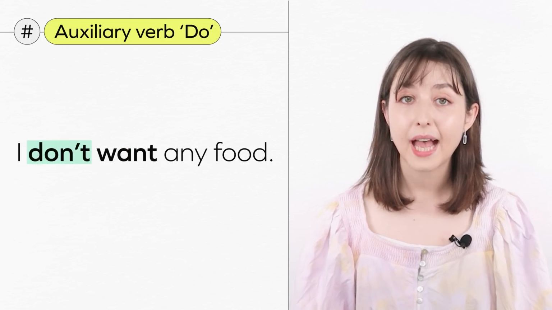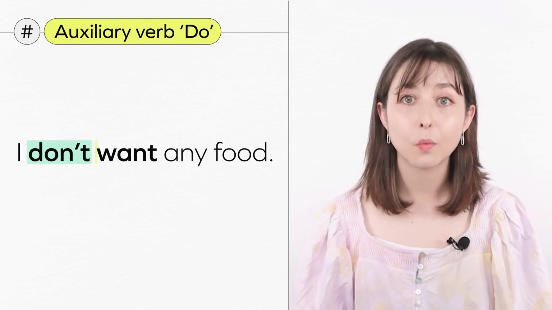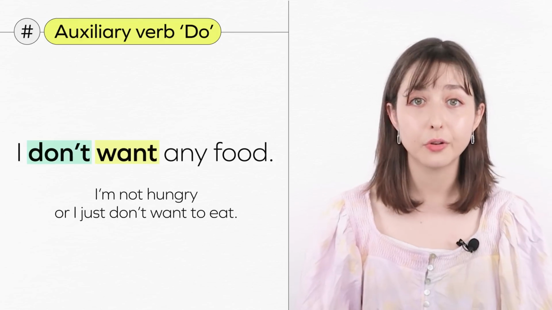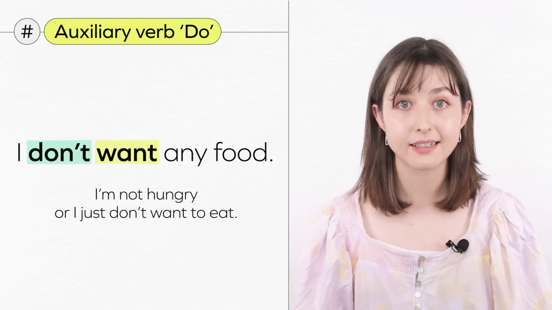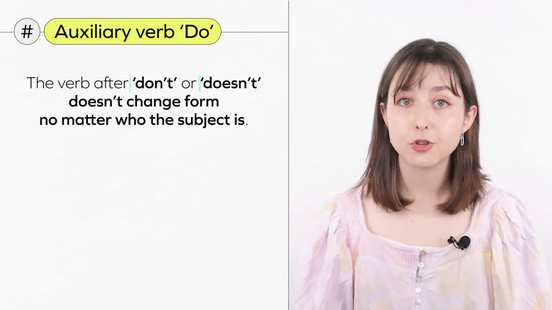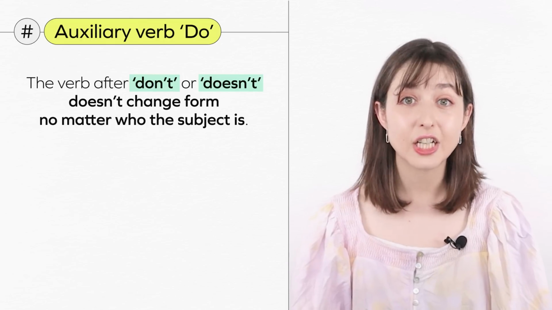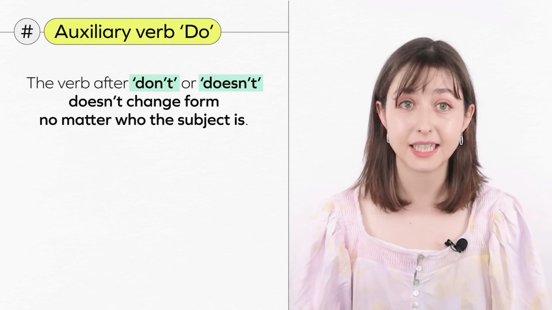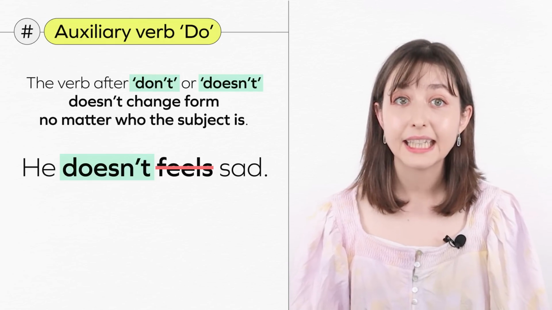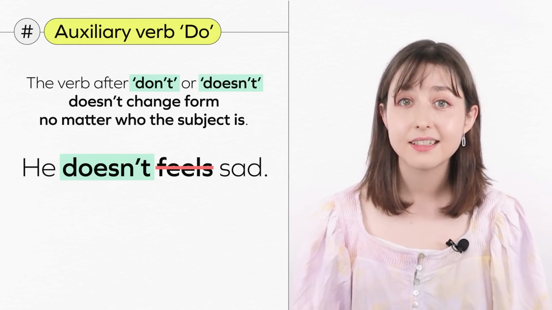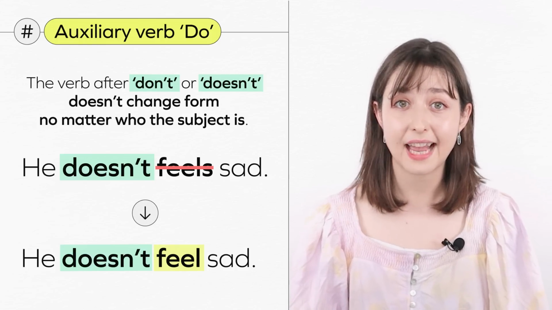For example, I don't want any food. That is the negative present tense of want. It means I'm not hungry or I just don't want to eat. Remember that the verb after don't or doesn't doesn't change form no matter who the subject is. So don't say, he doesn't feels sad. Say, he doesn't feel sad.